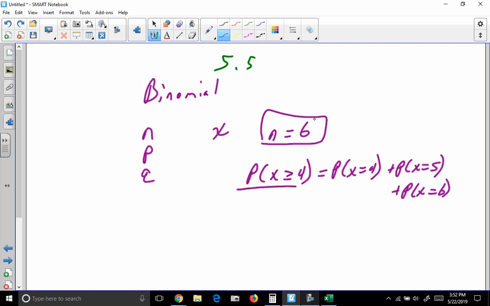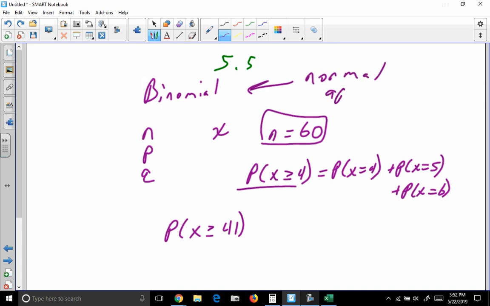But imagine that n was 60, and that we were looking for the probability that x is greater than or equal to 41. Then we would have to find what is the probability that x is 41, and 42, and 43, or 44, or 45, all the way up to 60, and add those together. And that would take quite a bit of time. So instead of doing that, sometimes we can use a normal distribution to approximate the area of the binomial, or the probability of the binomial probability.